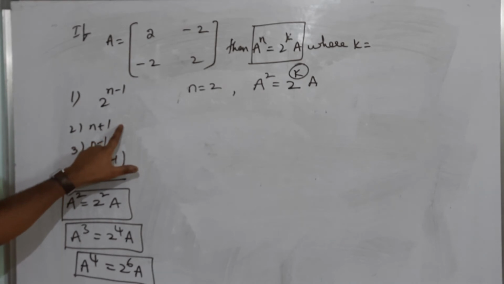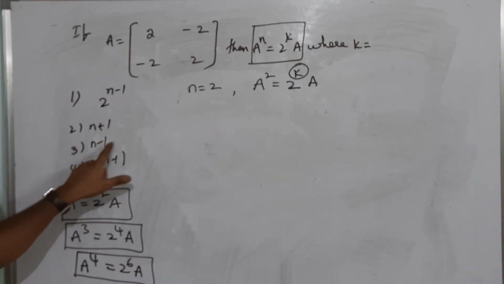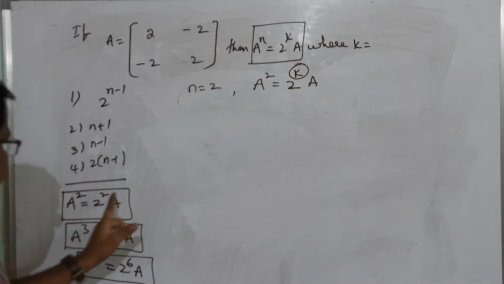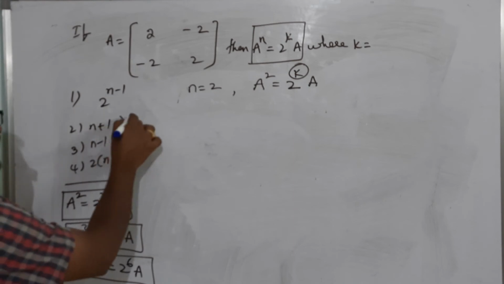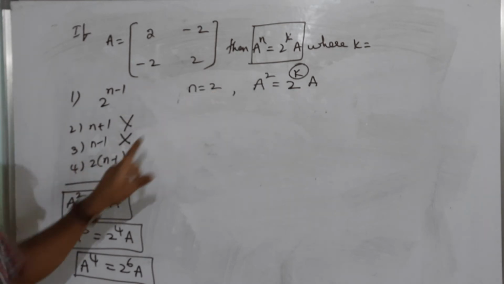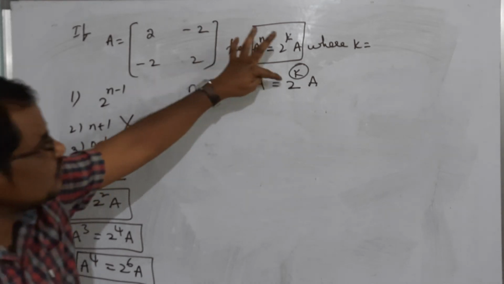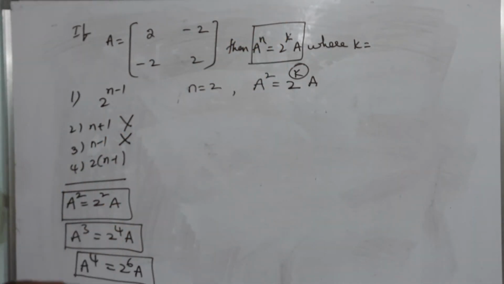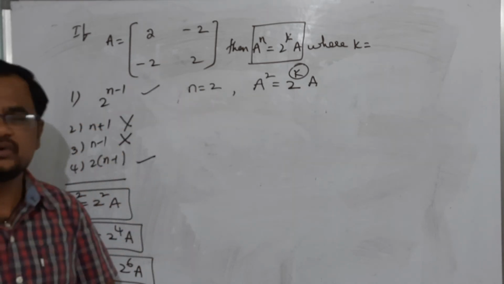Next k equal to, n equal to 2, substitute in this one. So k equal to 2 minus 1, 1. So 2 power 1, no, not satisfying this one. So that's why third option also we can't take, and second option also we can't take. Next fourth option, n equal to 2, in this option you substitute 2 into 2 minus 1. So 2. So 2 square, satisfying. So first option satisfying, second option satisfying when n equal to 2.